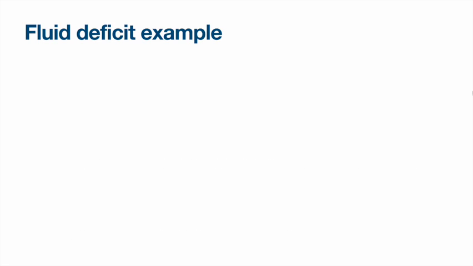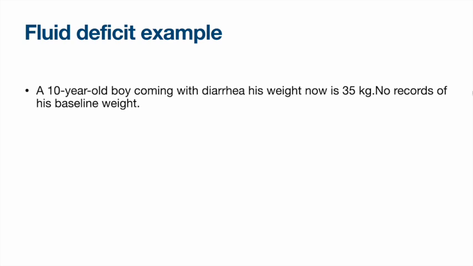We do calculation of their weight and check their urine output, and then we'll do these assessments of fluid deficits and maintenance. And I found the best way to understand this is just doing an example to know how to calculate the fluid deficits. So you have this child, a 10 years old boy, coming with diarrhea. His weight now is 35 kilogram, and no records really of his baseline weight.